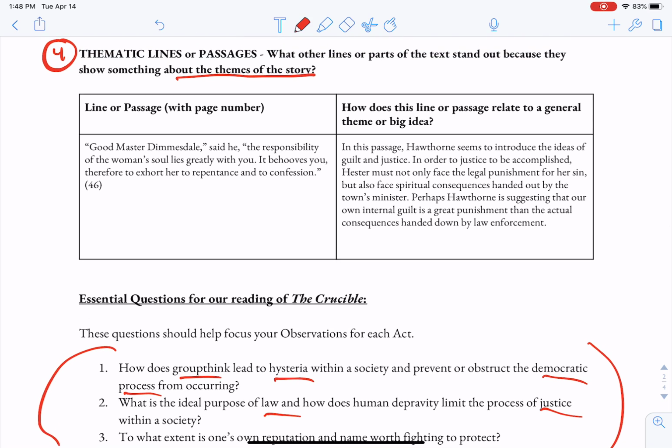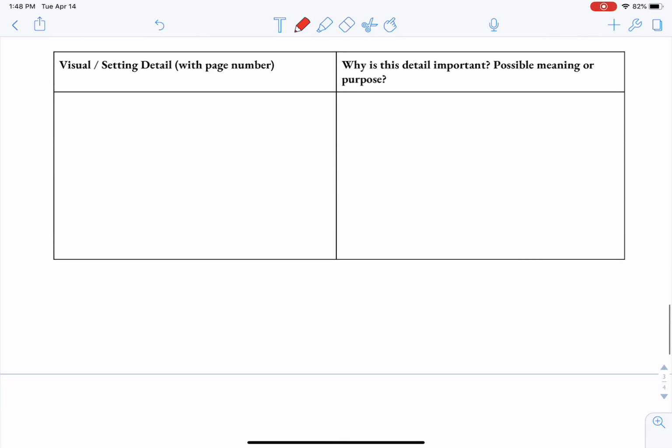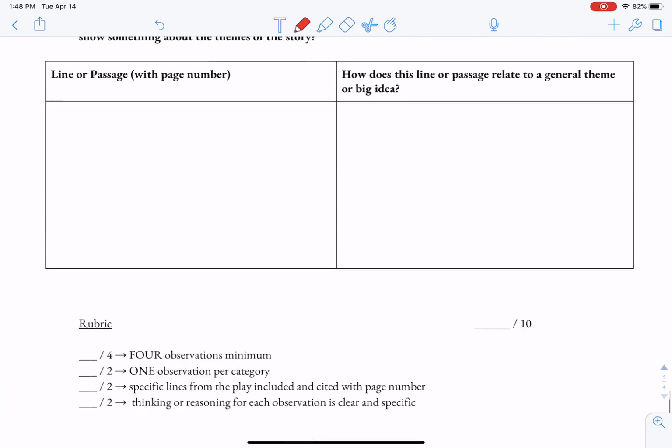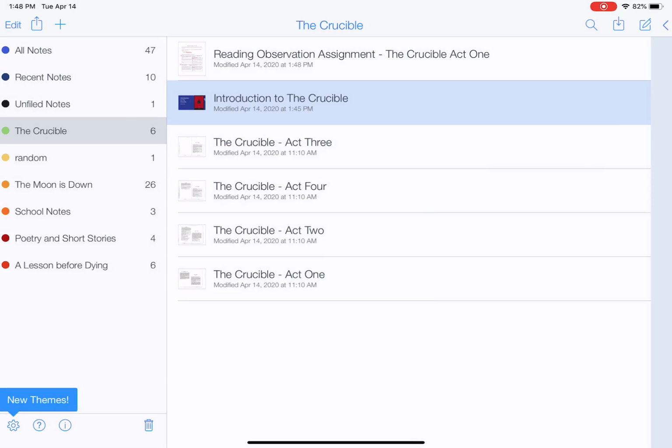All right, so those 4 types of observations. You'll have a blank space to do this on your post on Classroom, just like you did for The Moon is Down. At the bottom is the rubric we'll be using to grade these. These are each going to be worth 10 points, right? And those 10 points should be fairly easy to earn. So that's the reading guides.